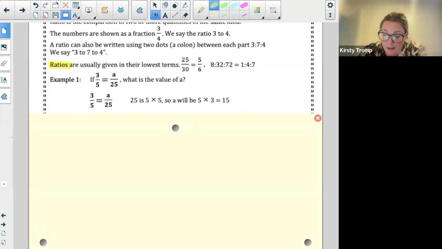So 3 over 5, 25, okay, is 5 times 5. So a will be 5 times 3, which gives us 15. Exactly. Well done.